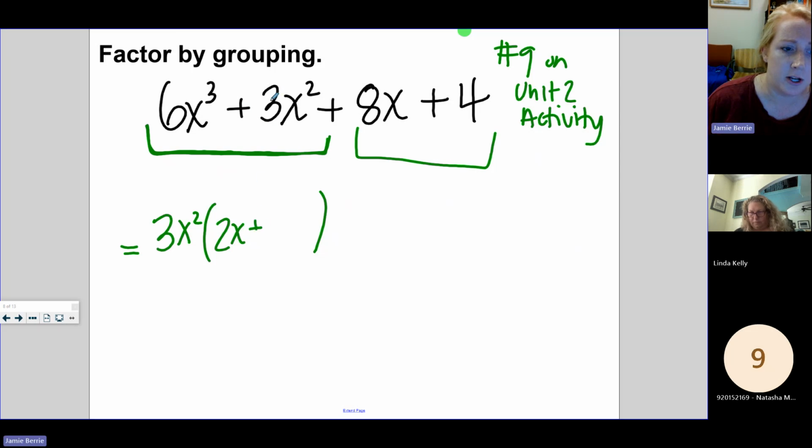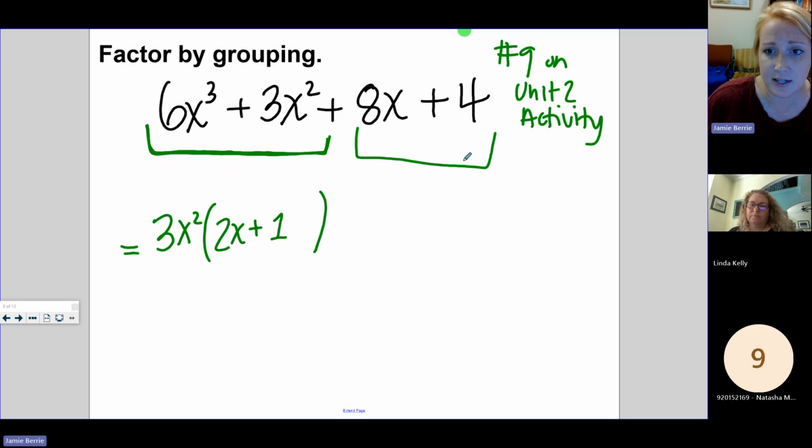Plus 3 over 3 is 1. We don't have to write the 1, but you can. All right, and then x squared, take away 2. Let me say that again. 3x squared over 3x squared is 1. All right, so the numbers canceled out and the variable canceled out, so all that's left is 1.